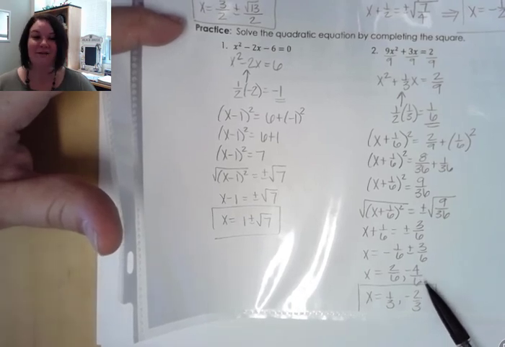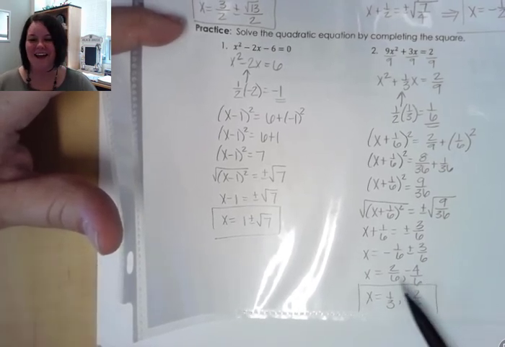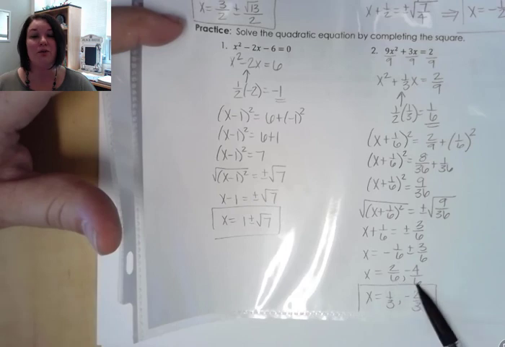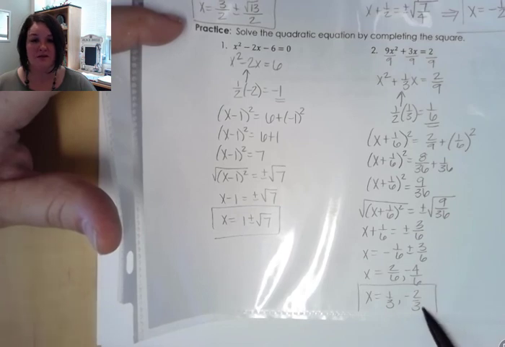2/6 and -4/6. Okay, and then the last thing I have to do is just make sure both of those are reduced. So the first one reduces to 1/3. The second answer reduces to -2/3.